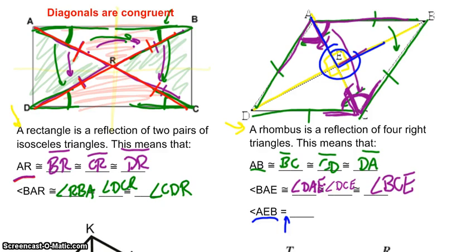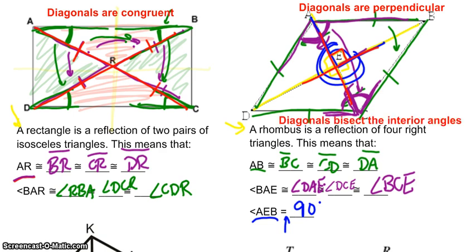90 times 4 is 360, and we should all have 360. So it's a 90-degree angle. This leads us to an important fact about rhombuses. The diagonals of a rhombus are perpendicular. They'll always meet at a 90-degree angle, at a right angle.